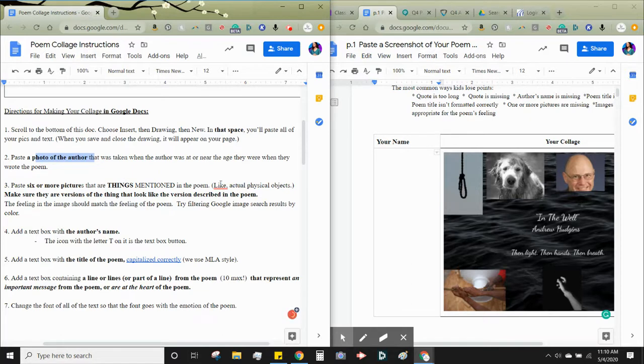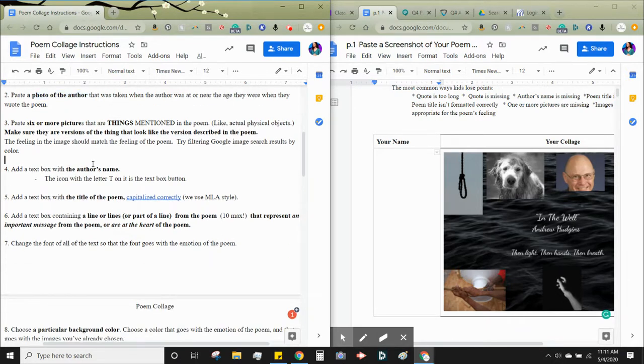For the things you paste into your collage, they need to be physical objects mentioned in the poem. Not things you think of when you read the poem, but actual physical things the poem mentions specifically. And they need to be versions of those things that are probably what the poet had in mind. So if the poet writes about a well in a really realistic way, and the image you put is a cartoon drawing of a well, cartoon drawing is probably not what your poet was hoping you would imagine, and so that wouldn't be good. We'll look at examples in a moment of kids doing this well and kids doing it not so well.